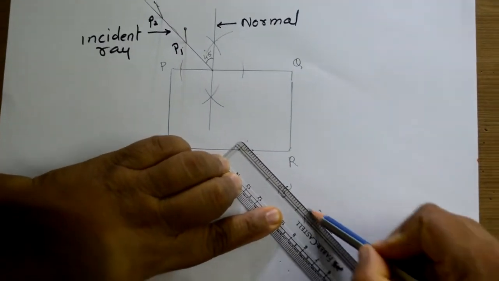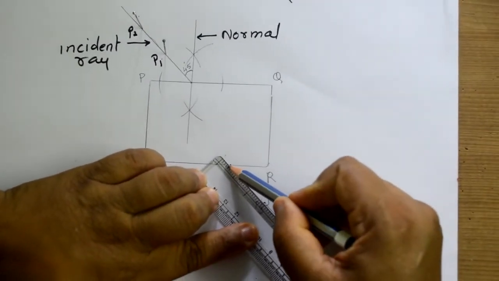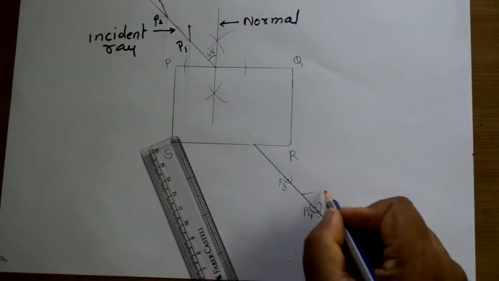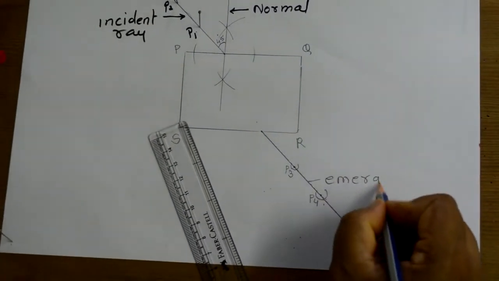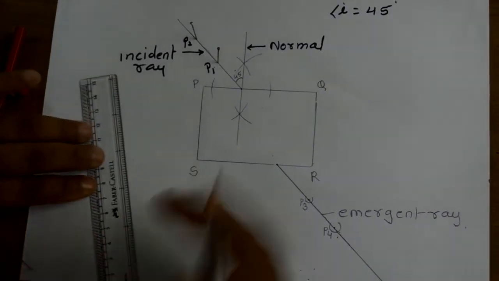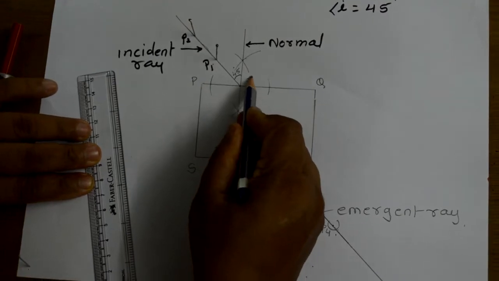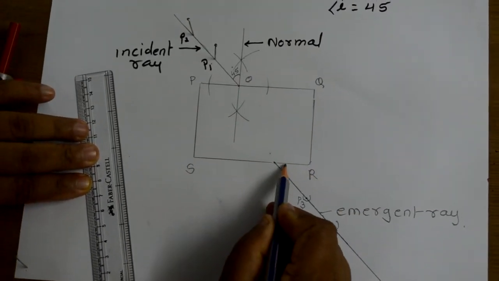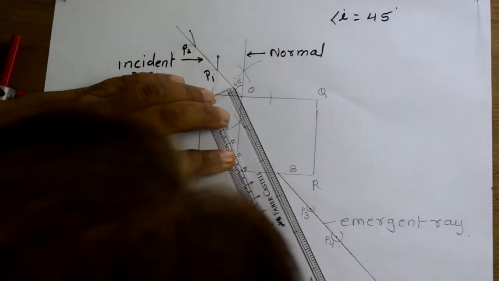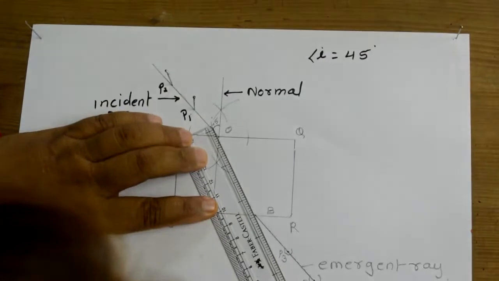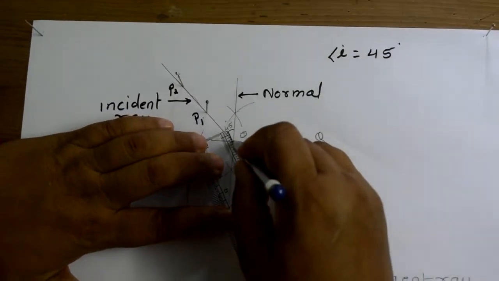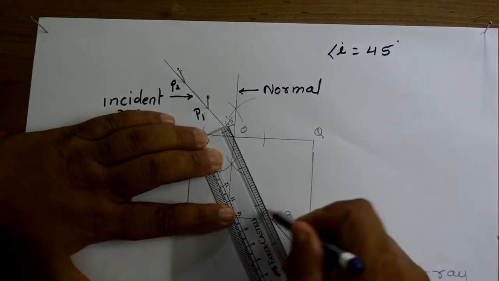Extend up to the line SR. And this is your emergent ray. Label this point as O and this point as B. Join OB. Very carefully.